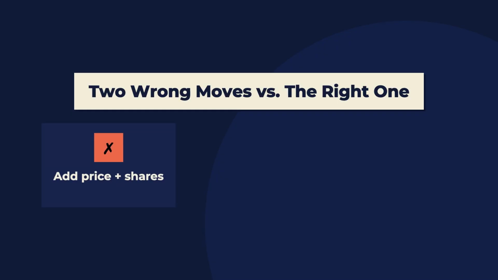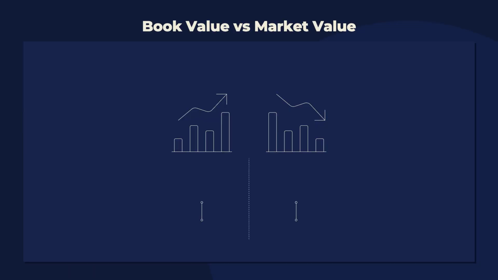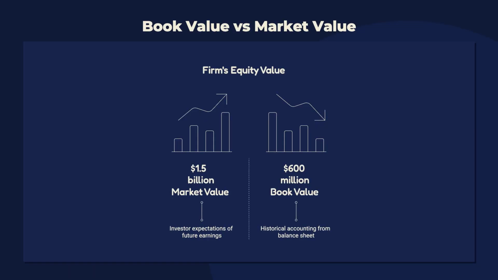Adding price and share count together is meaningless since they measure different things. Using the share count alone confuses a quantity of shares for a quantity of dollars. Value is always price times quantity. The same firm might carry book equity of $600 million, built from historical accounting entries, but the market prices that same equity at $1.5 billion because price reflects expectations, not history.